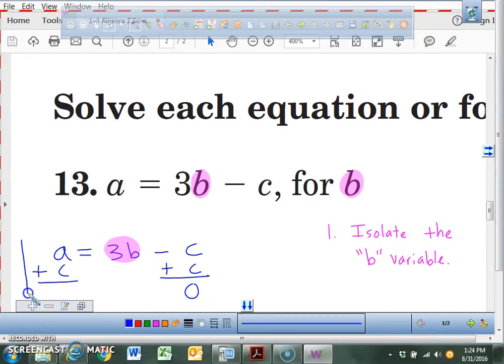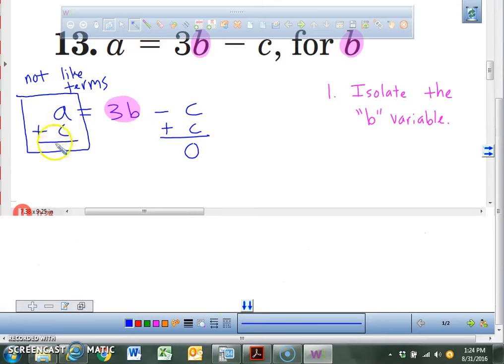Now, unfortunately, where students usually make a mistake is when they try to combine A and C together. Just remember in your journal, put not like terms. Those are not like terms, because I can't combine those.